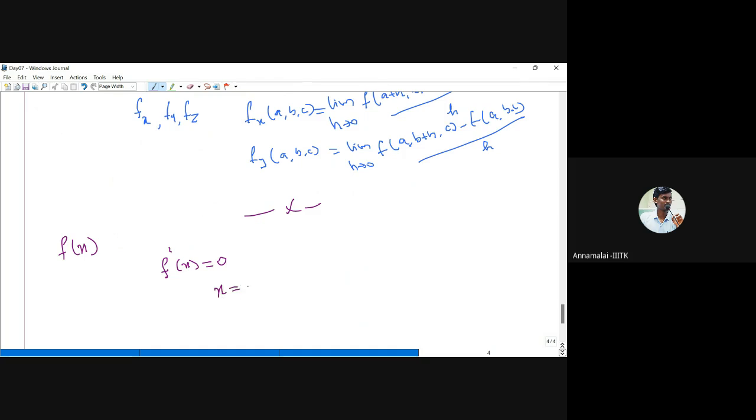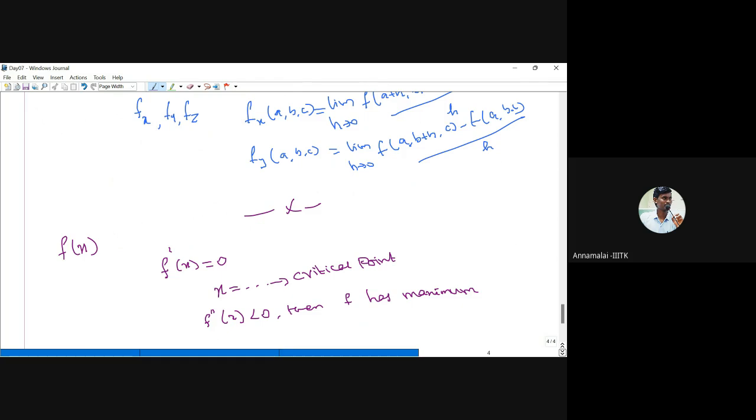You will get a solution x equal to something. This point is called a saddle or critical point. Now, what do we have to do? You find the second derivative of your function and substitute these values of x. If it is negative, then the function attains its maximum value at the point x. Then f has a maximum at the point x.